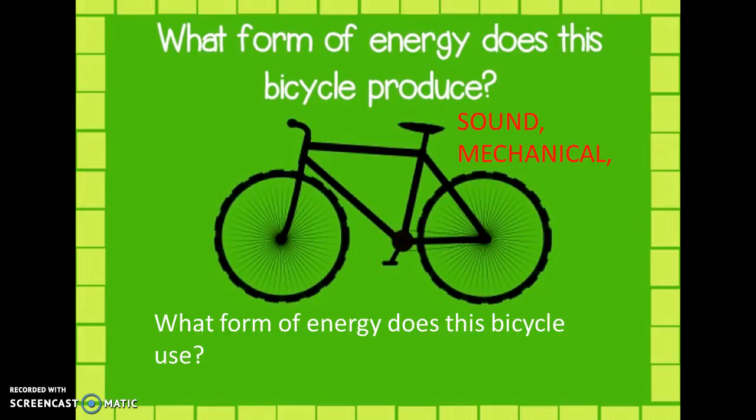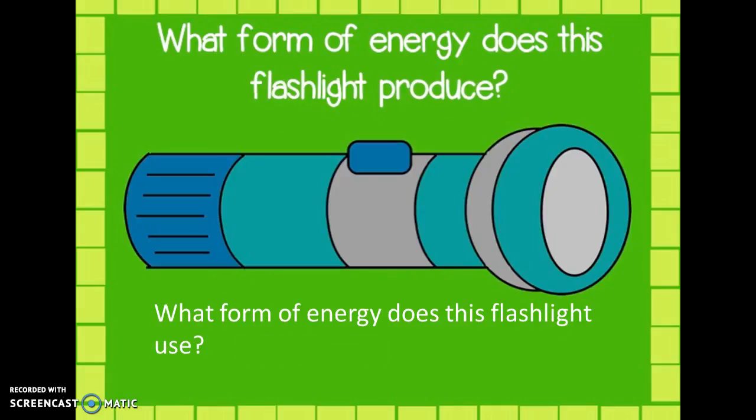What form of energy does the bicycle use? What makes it go? Yep, mechanical energy makes it go too. So in this case, mechanical energy makes the bike go. The bike is using mechanical energy, your legs pedaling away. And the bike also produces sound energy and mechanical energy.